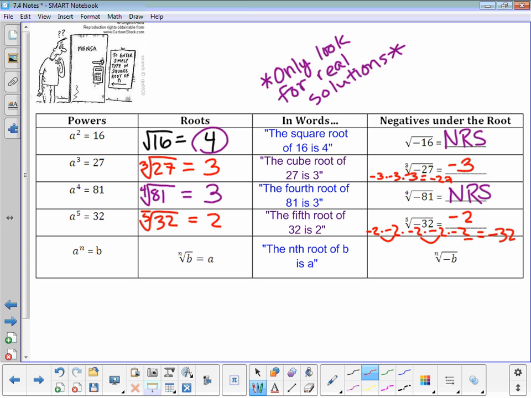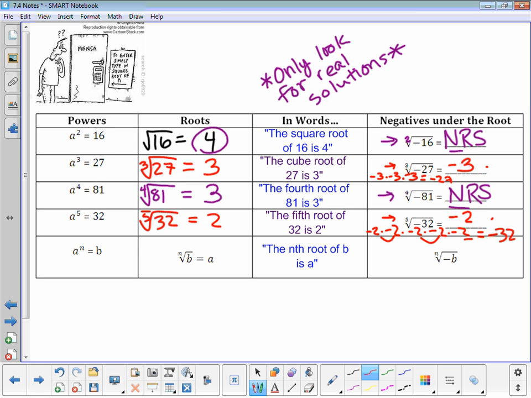Hopefully you're noticing something between my even roots and my odd roots. When I have the square root, meaning there's a little 2 there, and when I had the fourth root, I had no real solution. But when I had the third root and the fifth root, I had a solution. There's no coincidence there. That is an actual pattern.